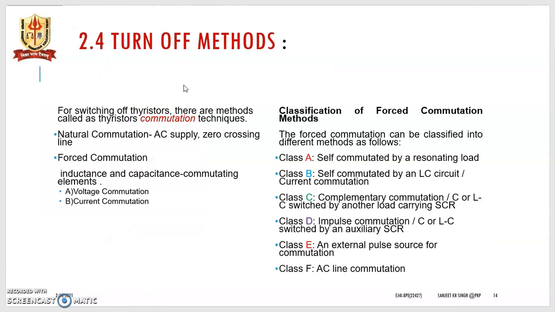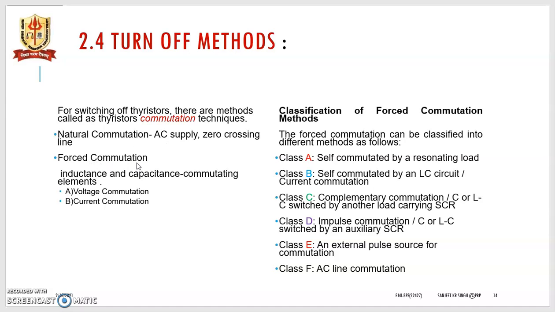The method or technique used for turning off a thyristor is called commutation technique, which can be broadly classified as natural commutation, where an AC source is used. In an AC source, the supply voltage has a natural tendency of going through 0 and thereafter negative current flows. So that will turn off the SCR naturally.